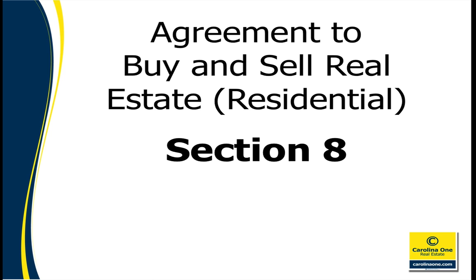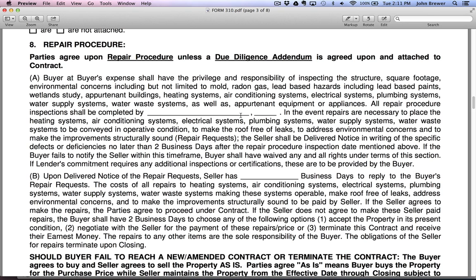In today's session, we will be looking at Section 8 of the Agreement to Buy and Sell Residential Real Estate. Okay, Section 8 has to deal with repair procedure. Basically, what you need to understand is when a buyer makes an offer on a property and it comes to repairs, they have two choices. They can choose to either go with a repair procedure, or they can choose to go with a due diligence. And we'll talk about due diligence in the next webinar, but let's focus today on repair procedure.